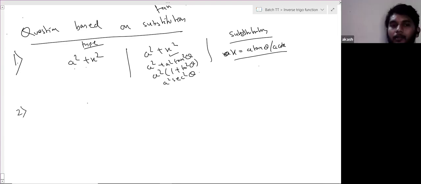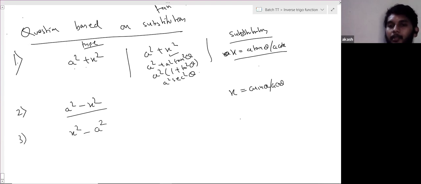Second one is a square minus x square. If you see any question which has this type of expression, then you can put x equals a sine theta or a cos theta. For the same reason, this identity is more suitable. If you have x square minus a square, then x equals a sec theta or a cosec theta.